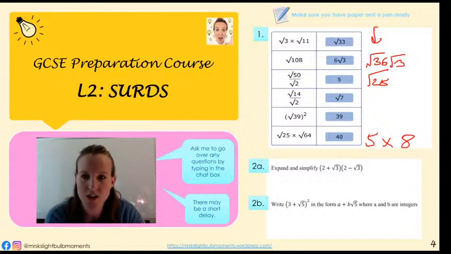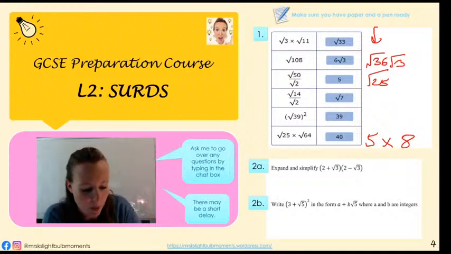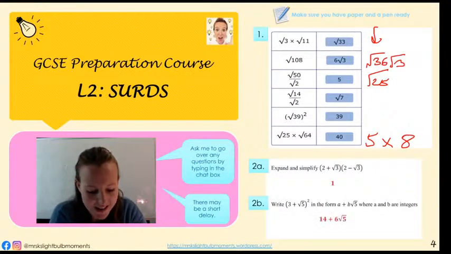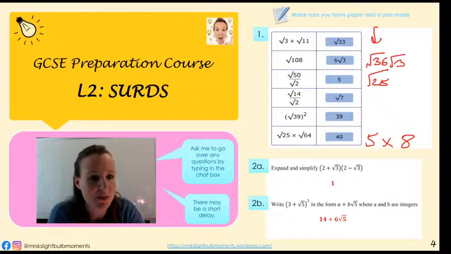Right, for question 2, I'm not going to go through these in detail yet. We're going to do them on a subsequent slide, but I will show you the answers in case you had a go. For 2a, it just simplifies down to 1, so well done if you got that correct. And 2b, it's 14 plus 6 root 5. If you're not sure on any of those, just put a star next to your workings, and I'll go through it in a bit, and hopefully it'll make sense once I go through an example.